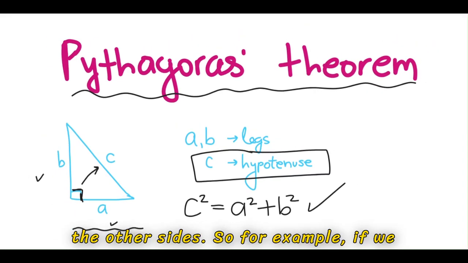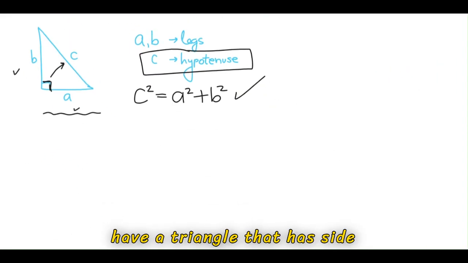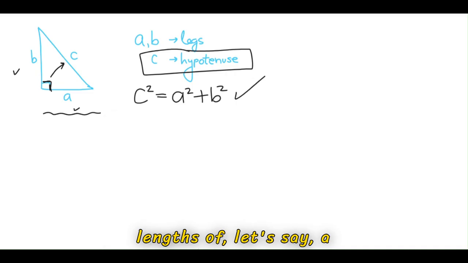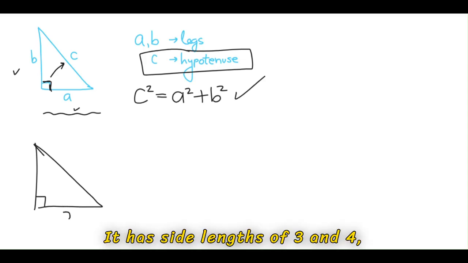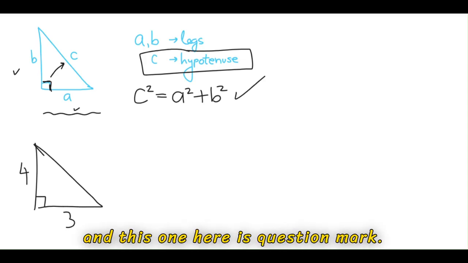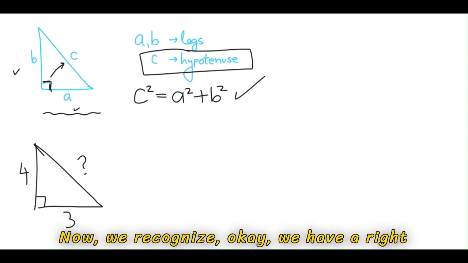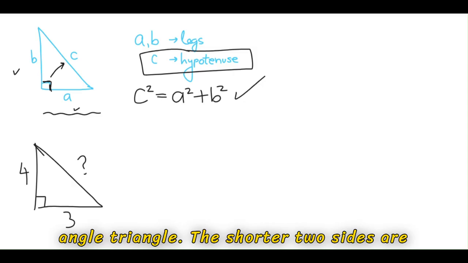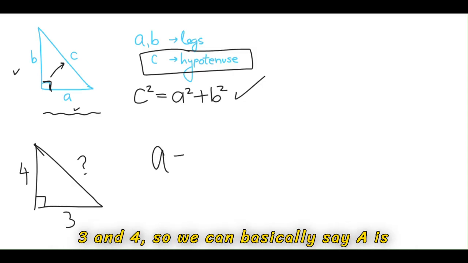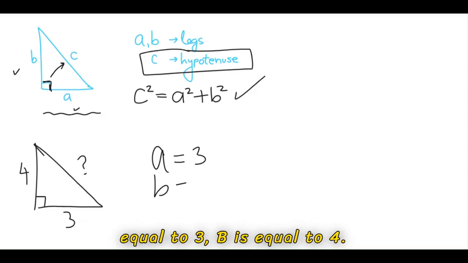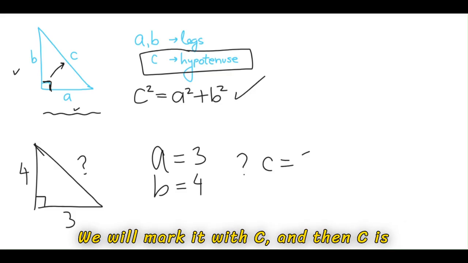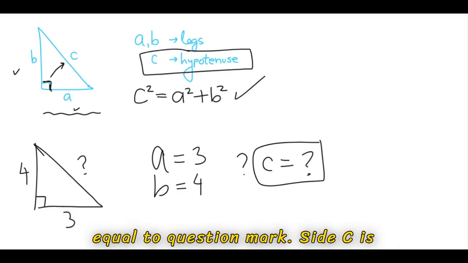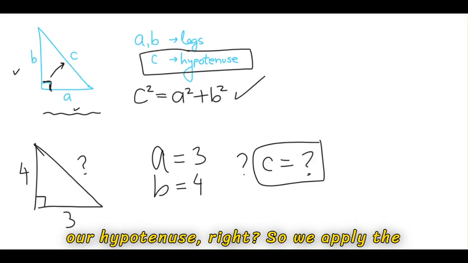So for example, if we have a triangle, a right angle triangle, okay, that has side lengths of 3 and 4, and this one here is question mark. Now we recognize, okay, we have a right angle triangle. The shorter two sides are 3 and 4, so we can basically say A is equal to 3, B is equal to 4. Now, how do we find the remaining side? We will mark it with C, and then C is equal to question mark. Side C is our hypotenuse, right?